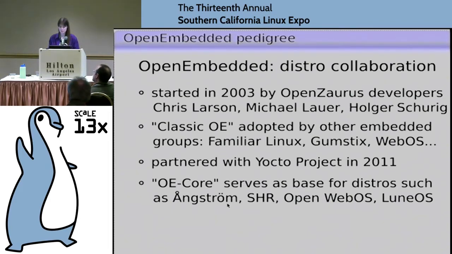So examples of distros that are now using the modern OE Core as their basis, aside from Yocto, which I mentioned in the previous bullet, include Angstrom, SHR, OpenWebOS, and LunaOS. I bet most of you have not heard of the majority of those distros, but there is a strong community of enthusiasts hacking away at each of those.